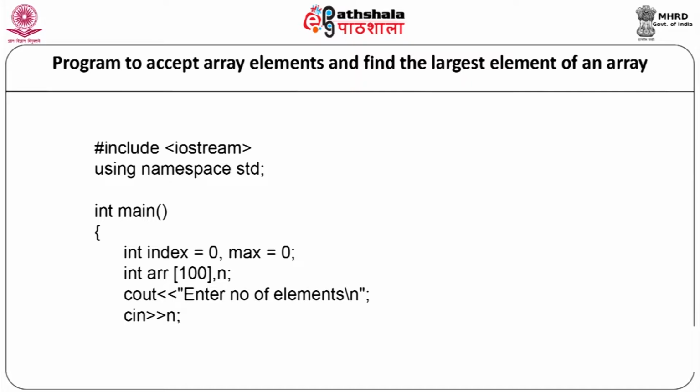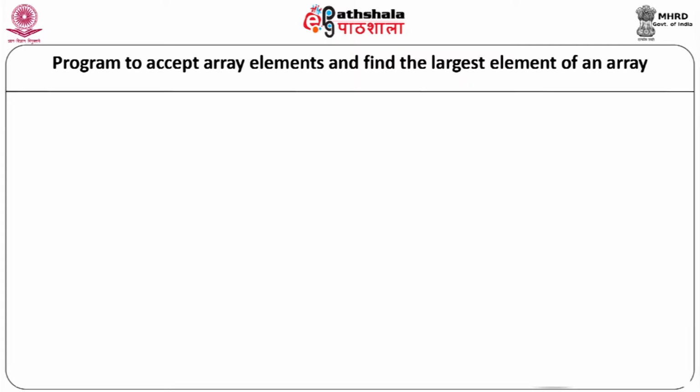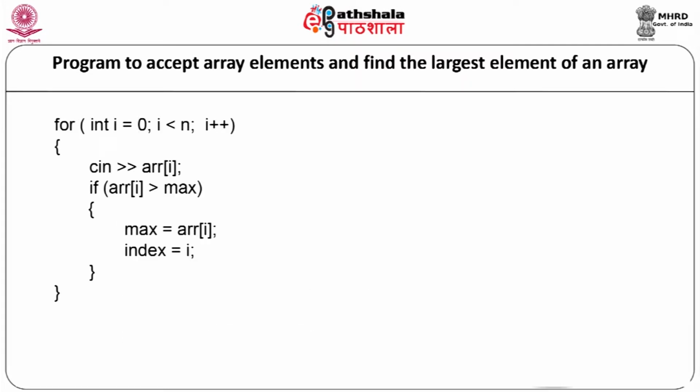Now, we will take the actual numbers from the user as cout, "enter numbers". for (int i = 0; i < n; i++), the for loop will start, cin r[i]. If r[i] is greater than max, then max will be equal to r[i], index will be equal to i, our if condition will end and our for loop will end.